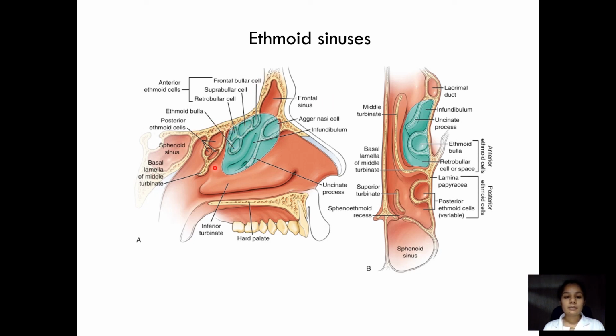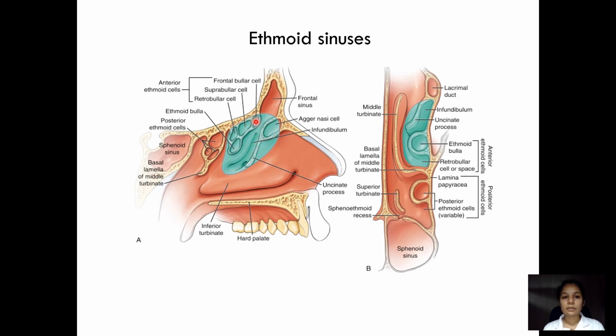This is the basal lamella or the ground lamella of the middle turbinate. Cells anterior to it are anterior ethmoidal cells, and cells posterior to it are posterior ethmoidal cells. The variation, that is the agger nasi, can be larger in size and obstruct the drainage of the frontal sinus into the osteomeatal complex.